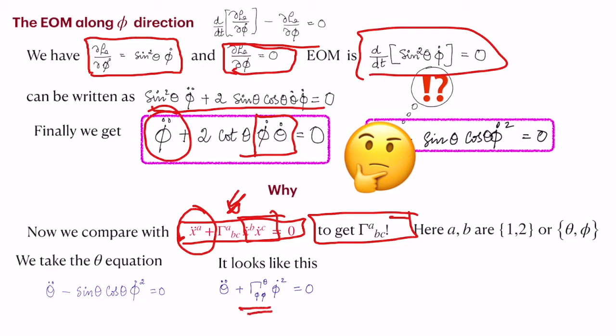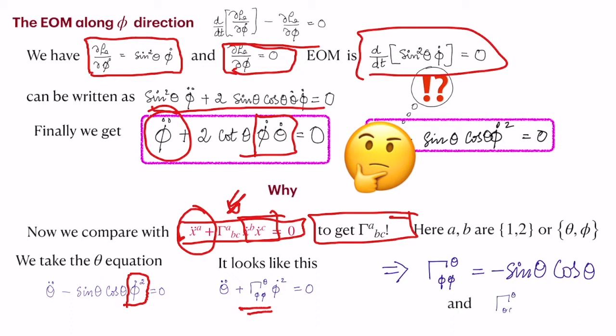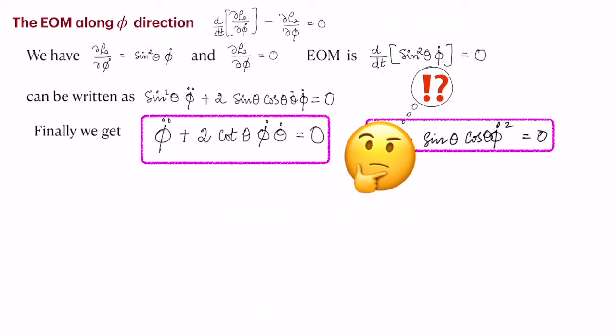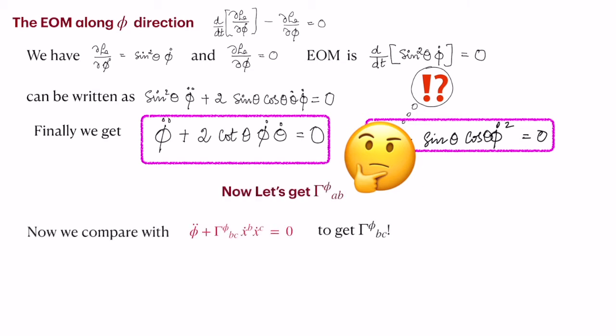Other terms are going to 0 because we have only a phi dot square term in our equation of motion, and from this we immediately get gamma theta phi phi is equal to minus sine theta cos theta. On the other hand, the other gammas with theta on the upper index are all 0. So this way we have extracted the gamma. Let's go ahead and extract the gamma corresponding to phi. That is, phi double dot is equal to minus gamma phi bc x dot b x dot c. This is how we extract this.